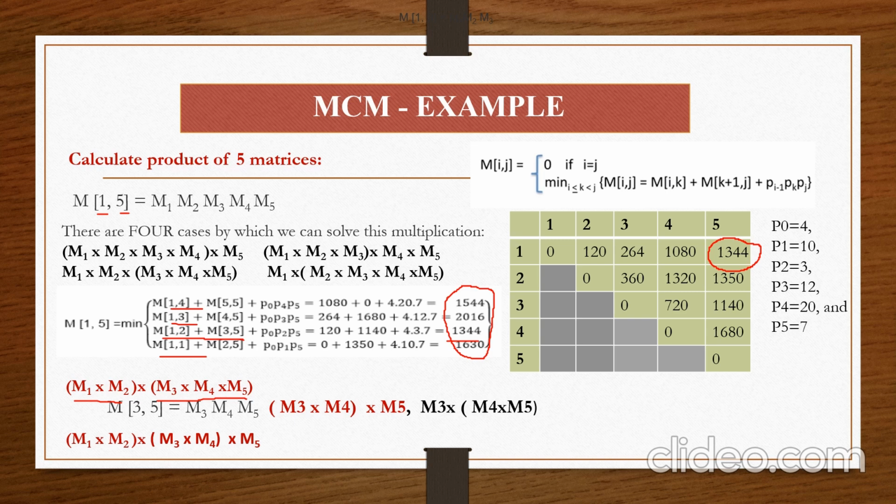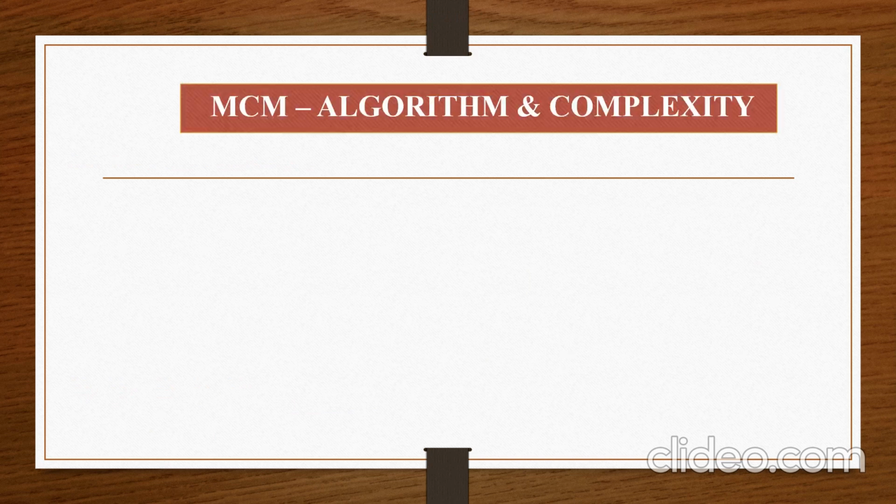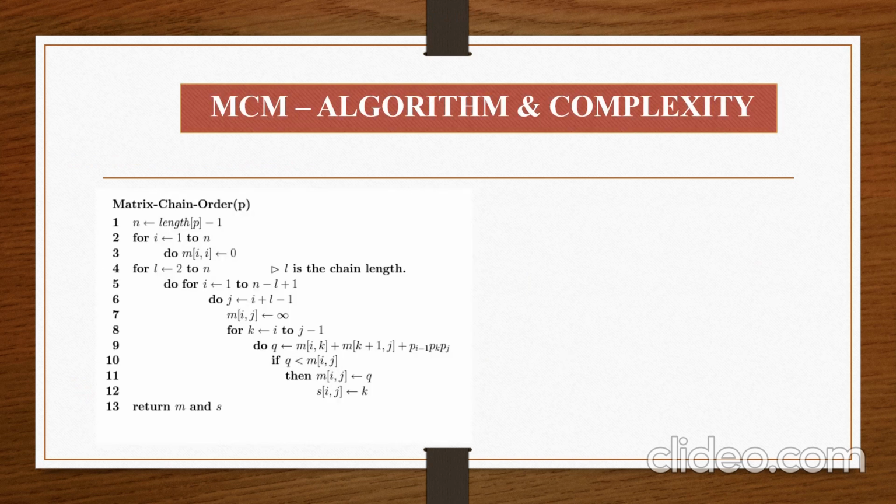Hope you understood how to perform matrix chain multiplication. In the next slide, we will see the algorithm and its complexity. This is the algorithm based on which the matrix chain multiplication is done, and all the formulas that we have used are written here.